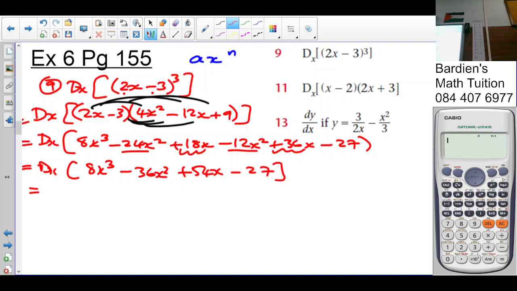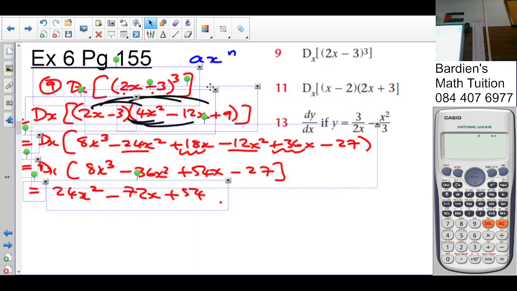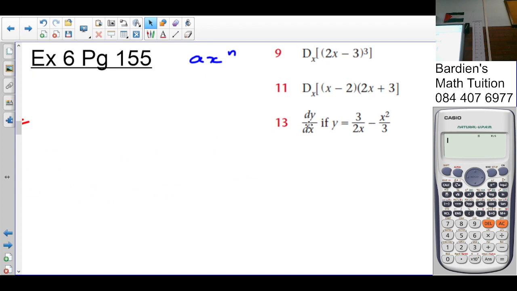So what did that give us? 24x squared minus 72x plus 54. The derivative of a constant? 0. Okay. You all okay with this? Let's look at number 11.